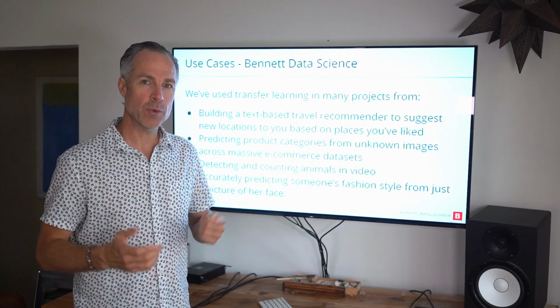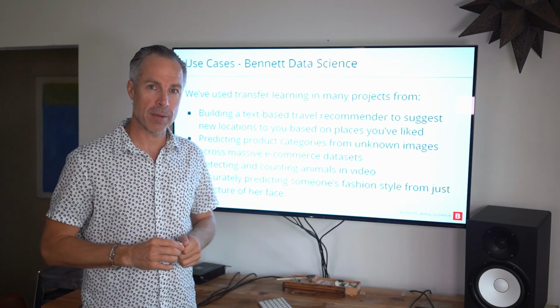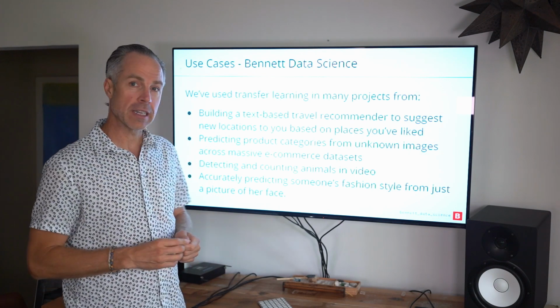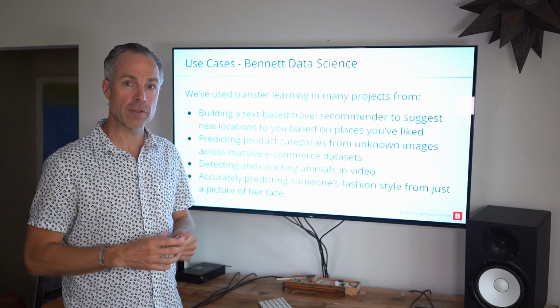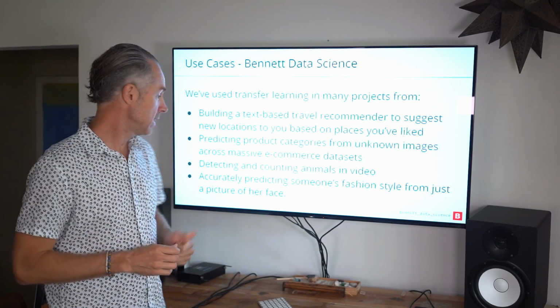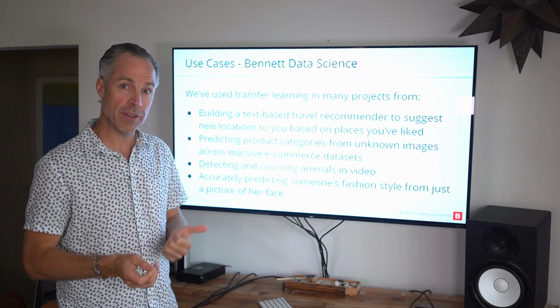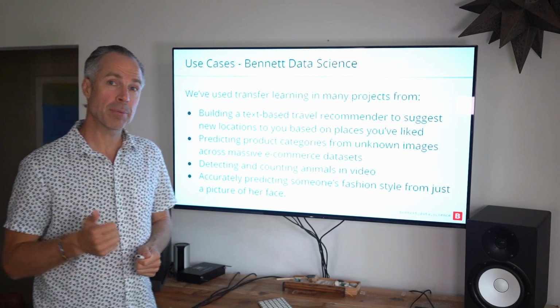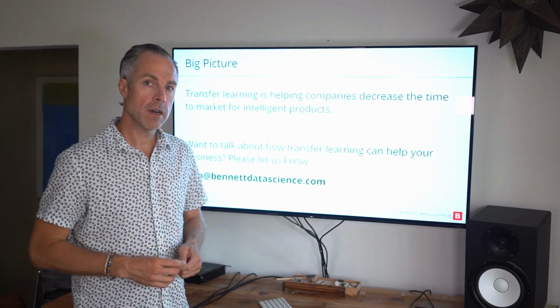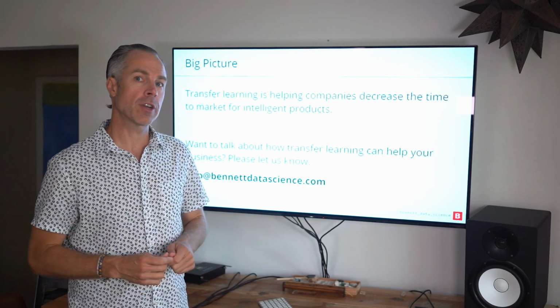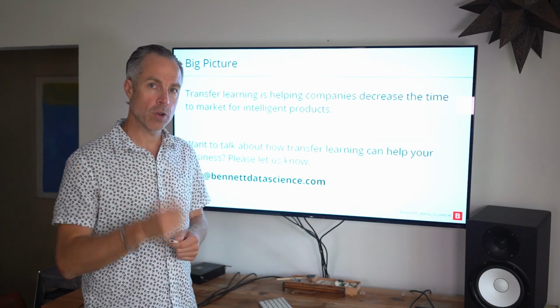At Bennett Data Science, we've used transfer learning across multiple different applications. From building a text-based travel recommender, to predicting product categories from massive e-commerce data sets, to detecting and counting animals in video, and even accurately predicting the style preferences of a person with just a single photo. I hope I've shown some of the ways where transfer learning has really helped companies go quicker to market with some very intelligent products.